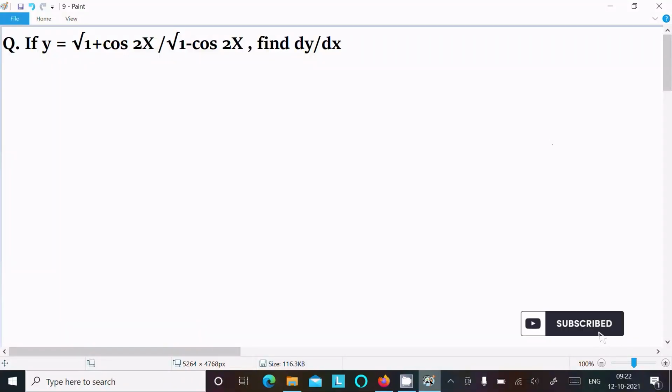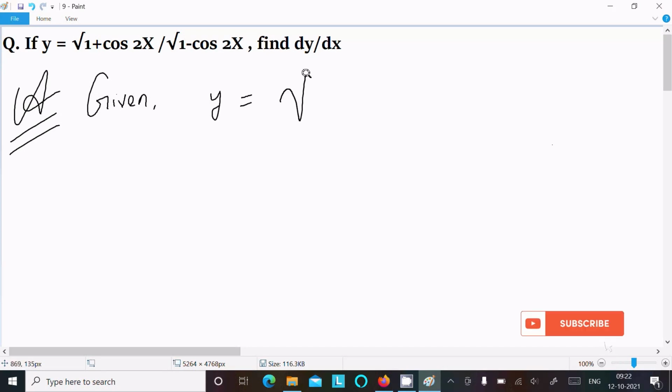I am going to find dy by dx if y equals root of (1 plus cos 2x) divided by (1 minus cos 2x). So let's see the answer. First, you write the given: y equals root under 1 plus cos 2x divided by 1 minus cos 2x.